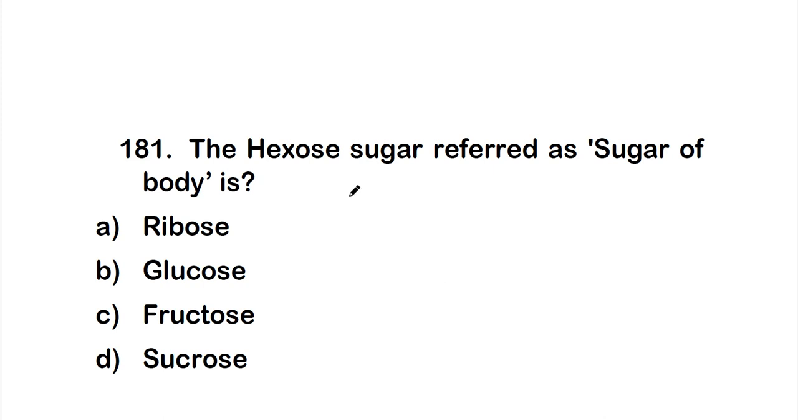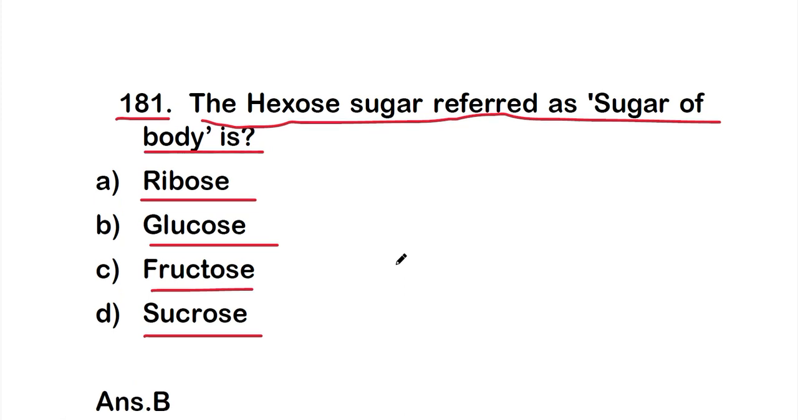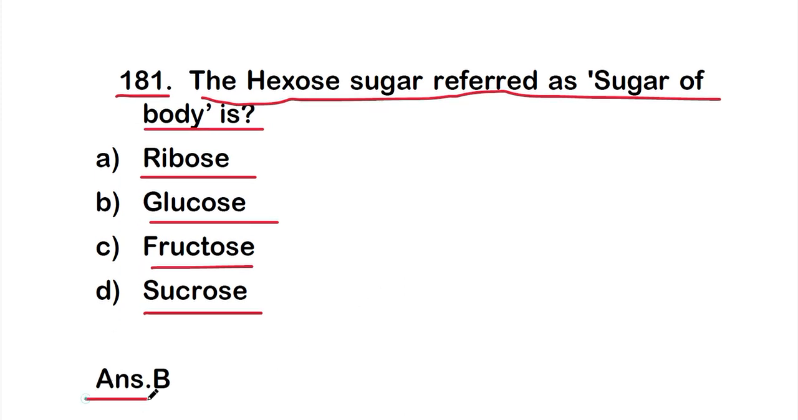So the first question of this video, that is question number 181. The hexose sugar referred as sugar of body is option A ribose, option B glucose, option C fructose, or option D sucrose. And the right one is option B, that is glucose. So the hexose sugar referred as sugar of body is glucose.